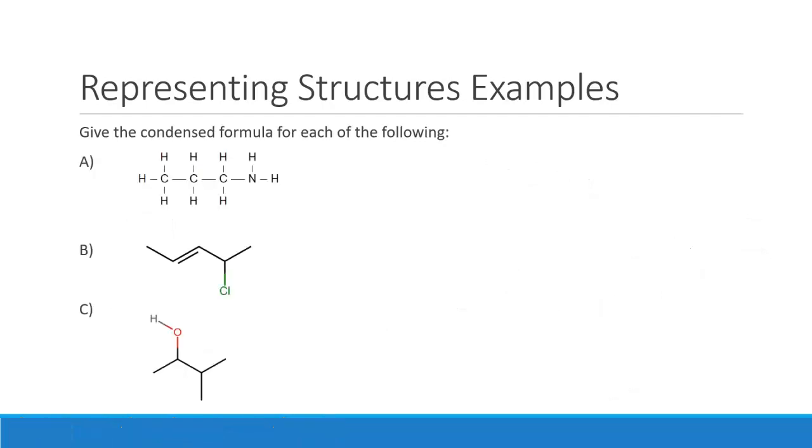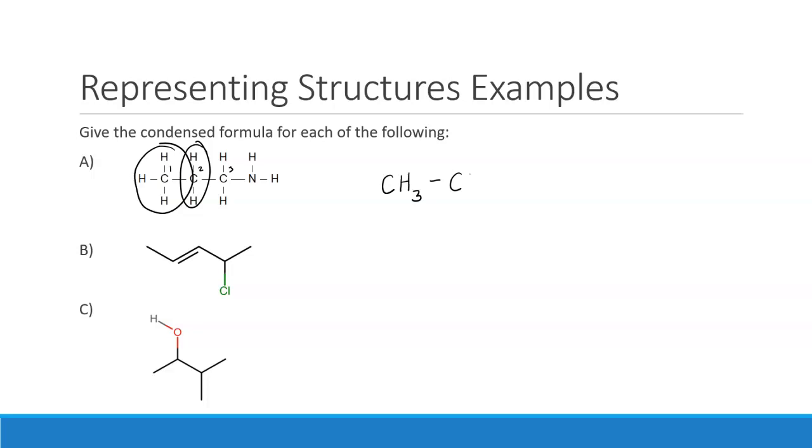Okay, the next set of examples, we are asked to give the condensed formula for each of the following. So remember, that simply means that we do not show the bonds to the hydrogens. Instead, we package them together. And so looking at this first structure, we have 1, 2, 3 carbons. The first carbon has 3 hydrogens attached to it. And so therefore we want to label that as CH3.